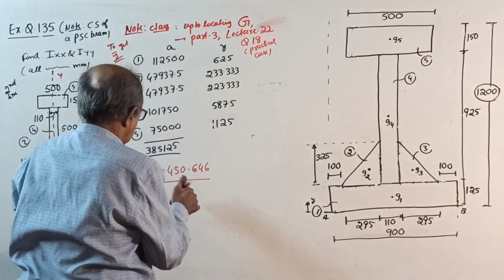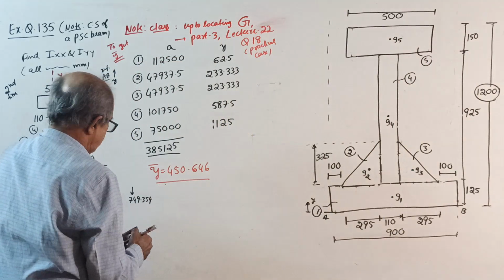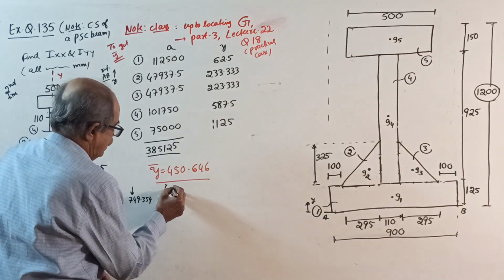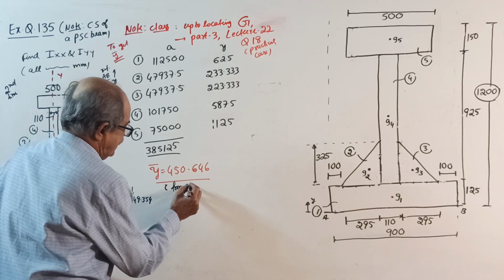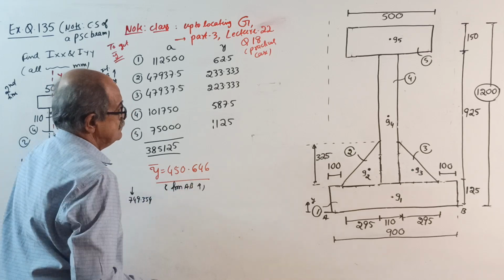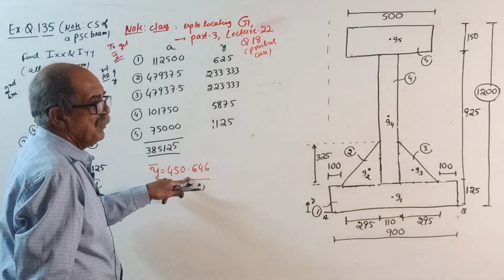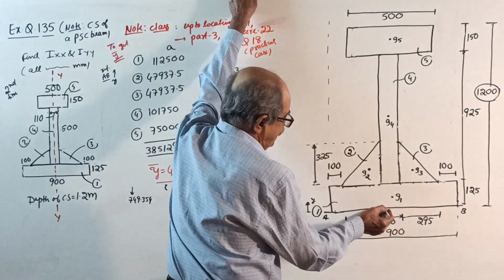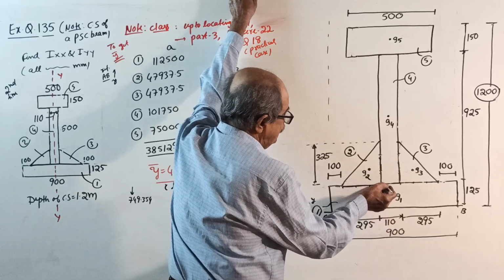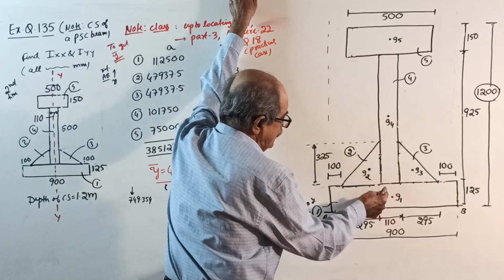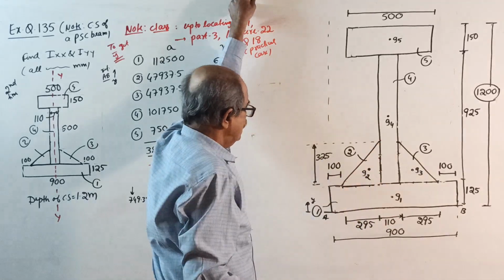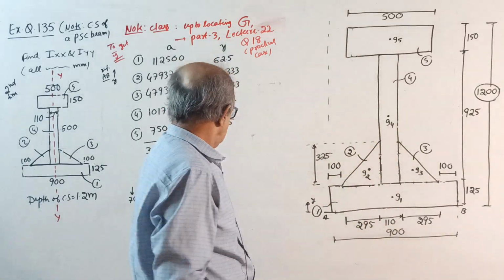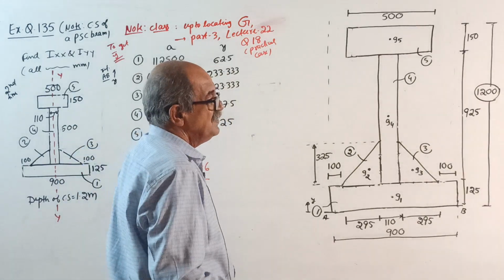That way, get y bar from where? Y bar from AB. Which side? Upper side. So, how much you got? 450.646. This is 125. This is 325. 125 plus 325 is 450. 450.646.